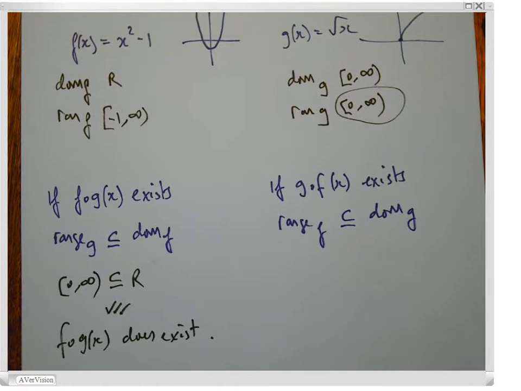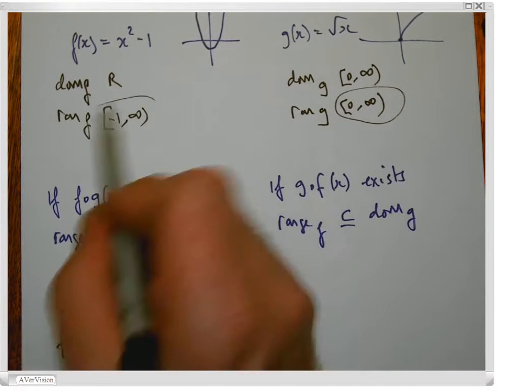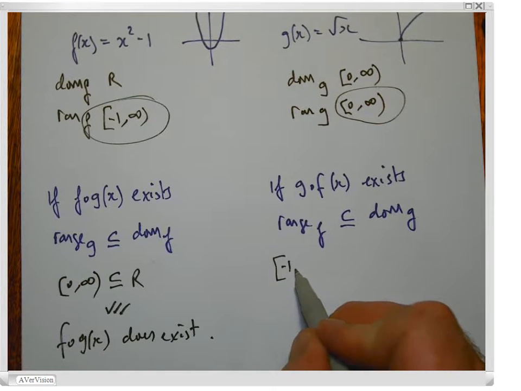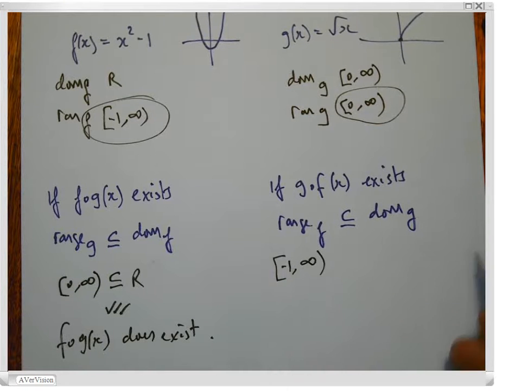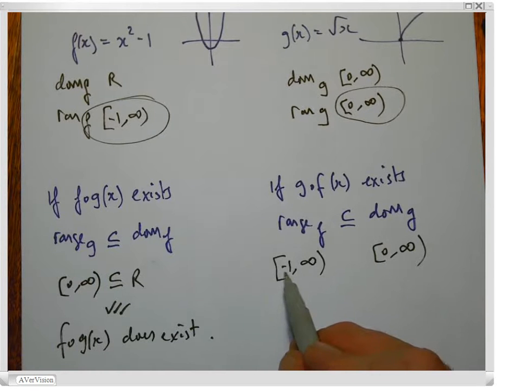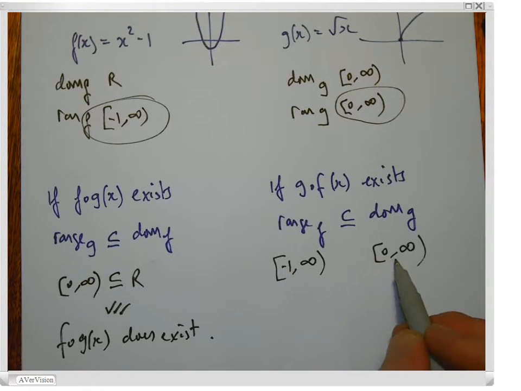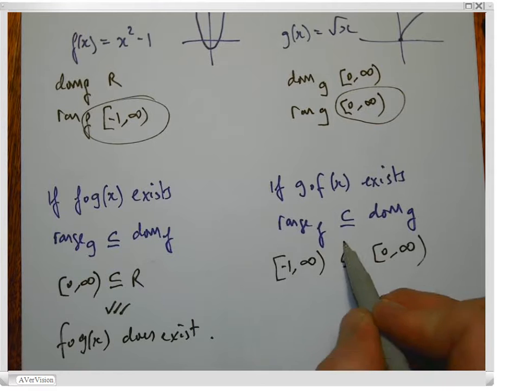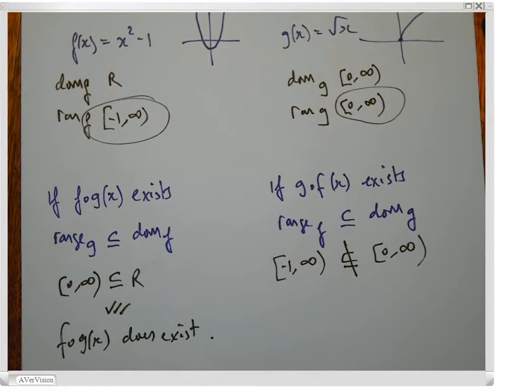Let's check g of f of x. The range of f is -1 to infinity, and the domain of g is 0 to infinity, and there are some values from -1 to 0 in the range that will not fit in through the domain, so it is not a subset of the domain of g. Therefore g of f of x does not exist.